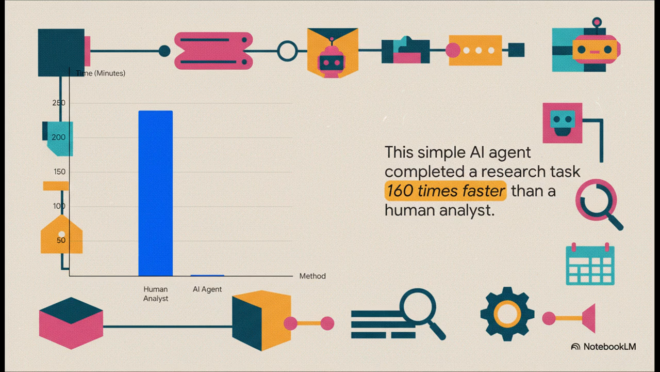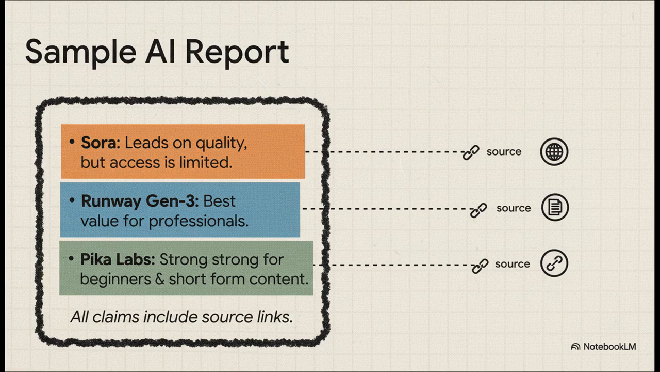A human analyst, somebody who does this kind of research for a living, might take 4 hours to put a report like this together. This little 2-block agent did the same level of work in 90 seconds. The difference is just staggering. And the report it generates is amazing. It's clean, it's summarized, it gives you the key takeaways.